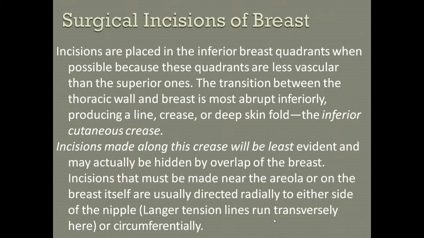Surgical incision of the breast: the incision is placed in the inferior breast quadrants when possible because these quadrants are less vascular than the superior ones. The transition between the thoracic wall and breast is more abrupt inferiorly, producing a line or crease or deep skin fold, the inferior cutaneous crease. An incision made along this crease will be least evident or may actually be hidden by an overlap of the breast.